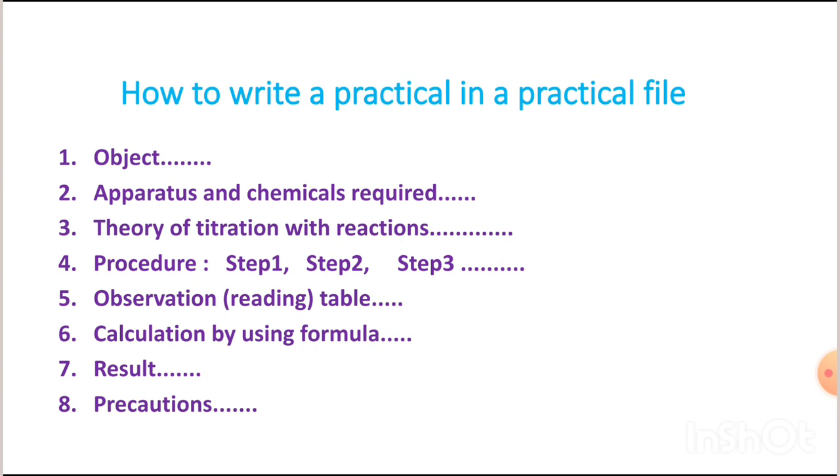How to write the practical in a practical file? First, write the object and then write the apparatus and chemicals required. The next step will be the theory of titration with reactions. Then write the procedures of all first, second and third steps. Then write the observation table and finally do the calculation by using the formula. Lastly, there will be the result and the precautions.